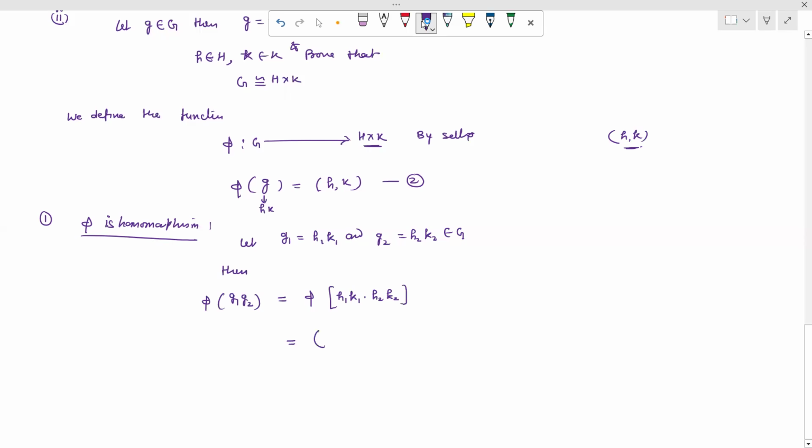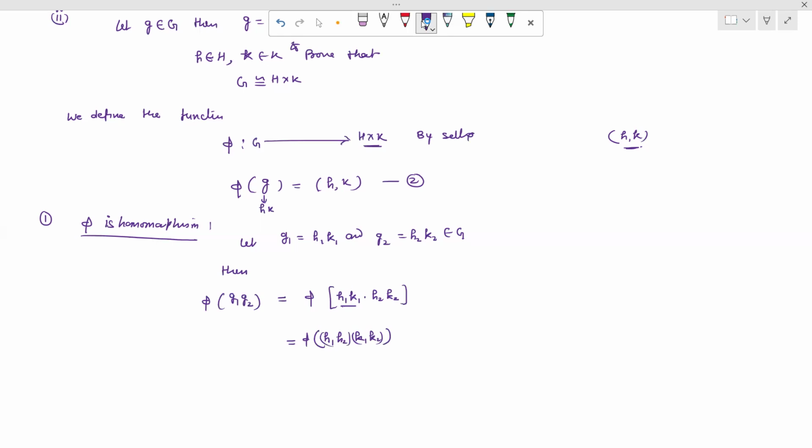H, H means the first element. So the first element can be written as phi of H1 H2, and K1 K2. So we can write it in this form.